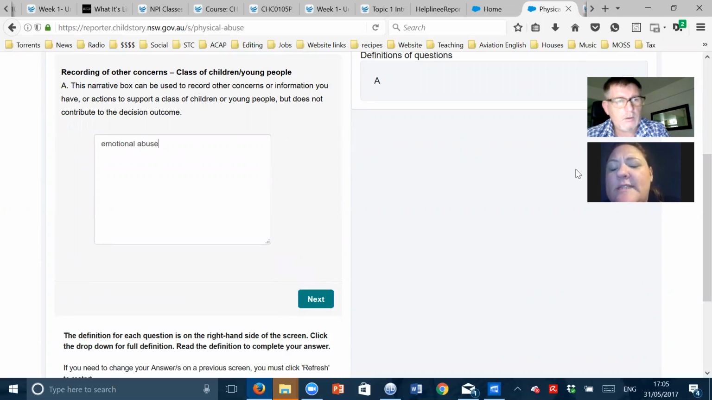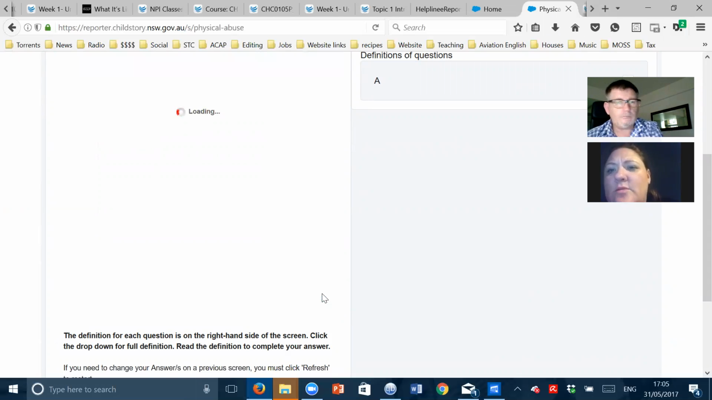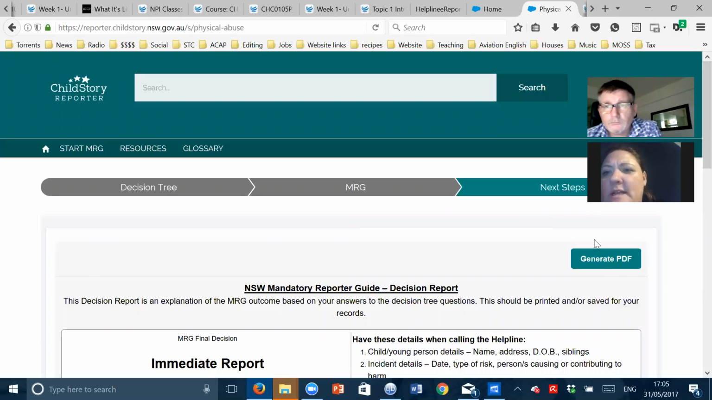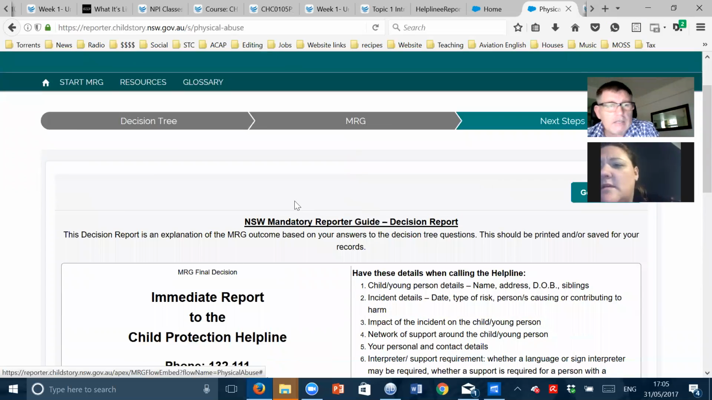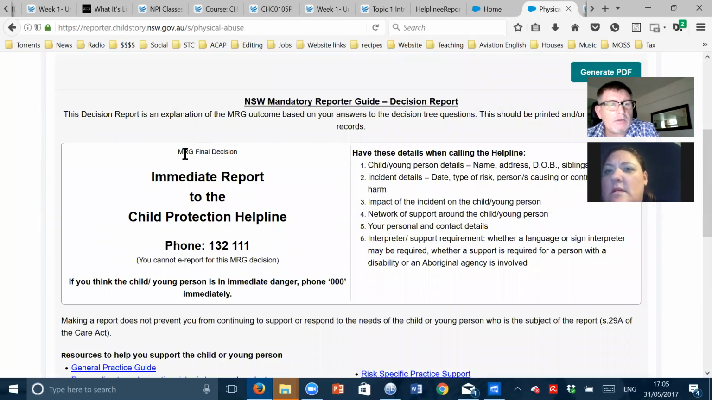So when you said this is assessment 1, do we obviously go through this and then write a report about it? No, see this? It says generate PDF, and then we just upload that. Yeah, because it says immediate report. It says this is the final decision of the MRG. It says immediately report to the Child Protection Helpline, right? So you have to do that.